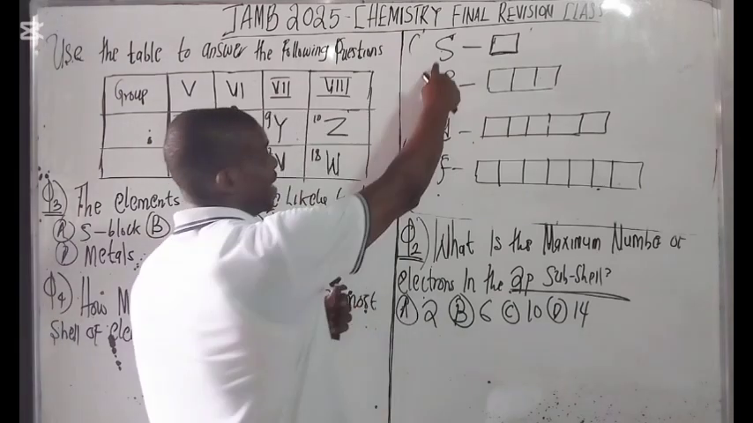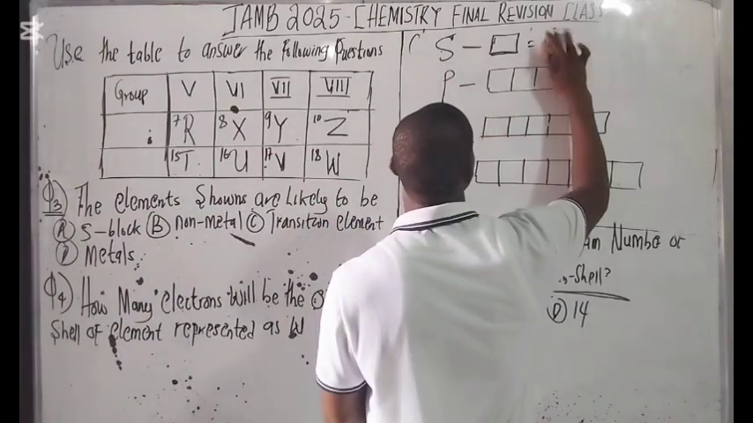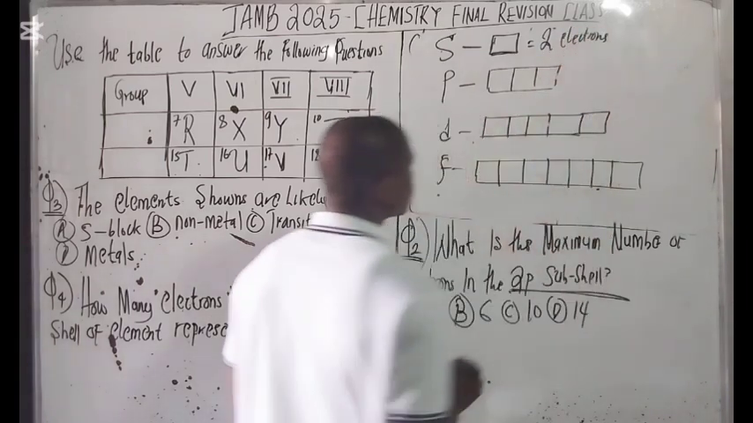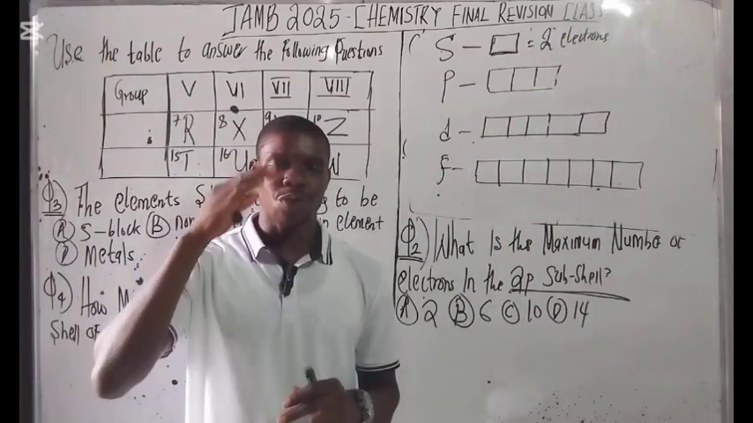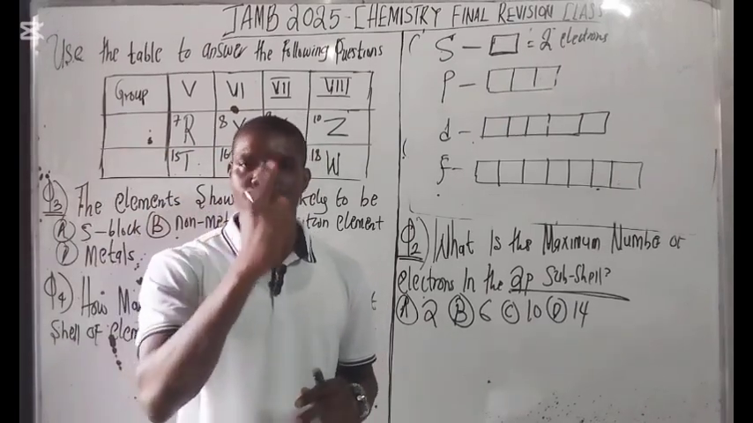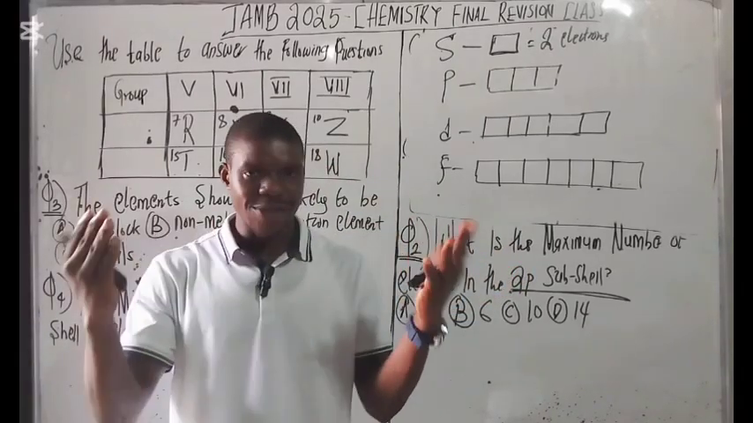So the maximum number of electrons which S can accommodate is 2 electrons, because S only has 1 suborbital. And a suborbital can only accommodate a maximum of 2 electrons.